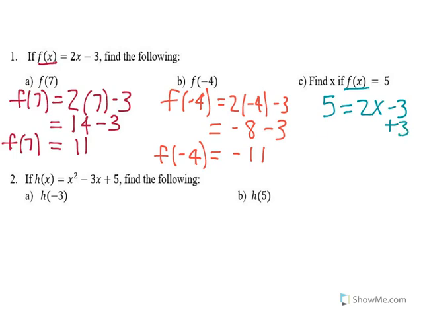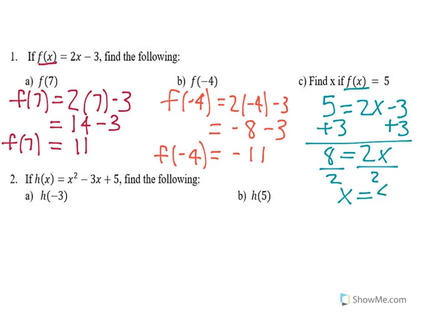So we'll add 3 to both sides. We get 8 equals 2x. Divide by 2 on both sides, we get x equals 4. So in this notation, it's asking us to set the equation equal to 5.